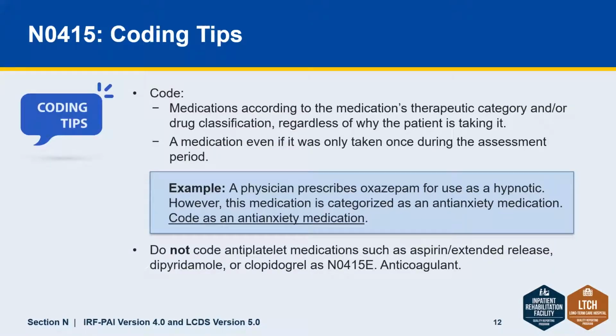Now, let's go over some general coding tips. Be sure to code medications based on their therapeutic category or drug class, regardless of why the patient is taking it. For example, if a patient is taking an anti-anxiety medication for its hypnotic properties, you would still code it as an anti-anxiety medication. Remember to include medications only taken once during the assessment period, and do not code antiplatelet medications like extended release aspirin as anticoagulants.